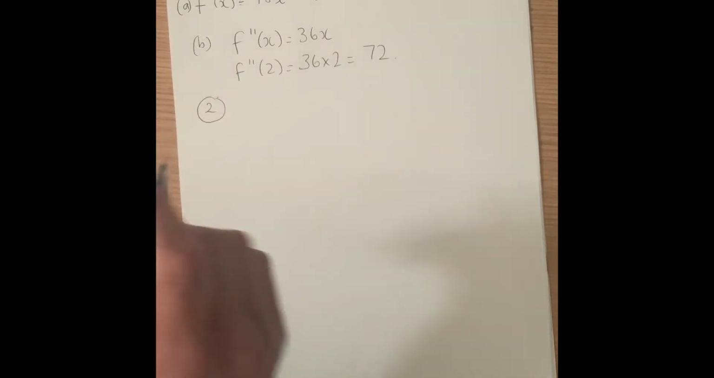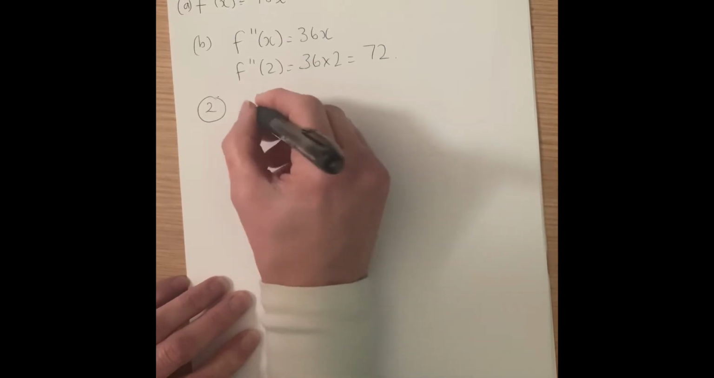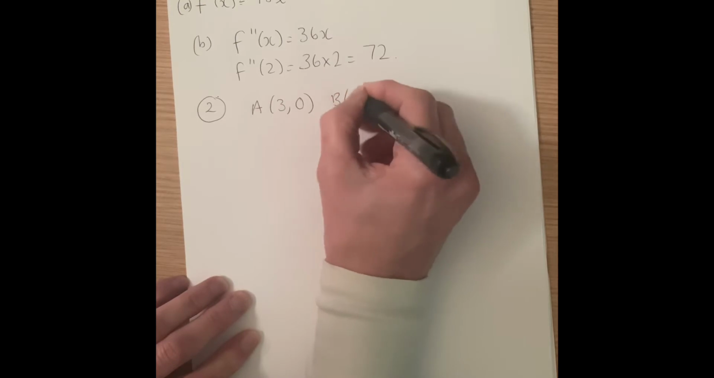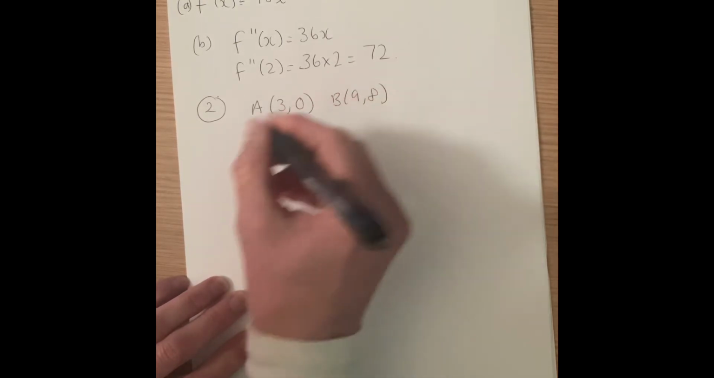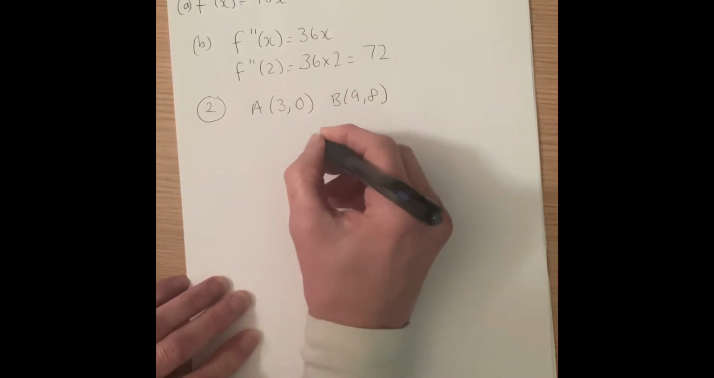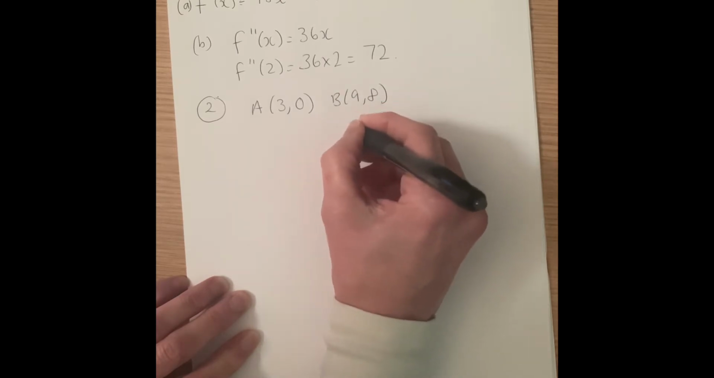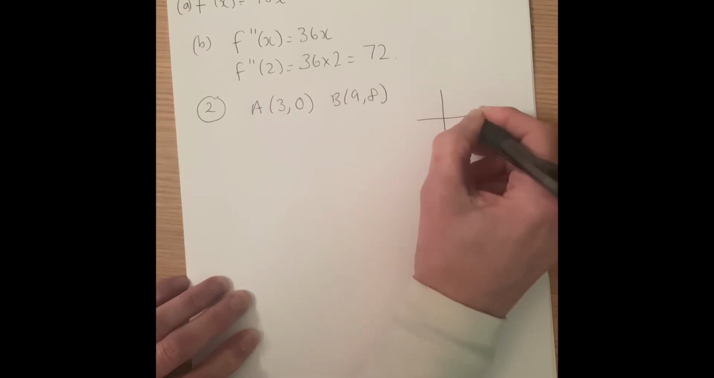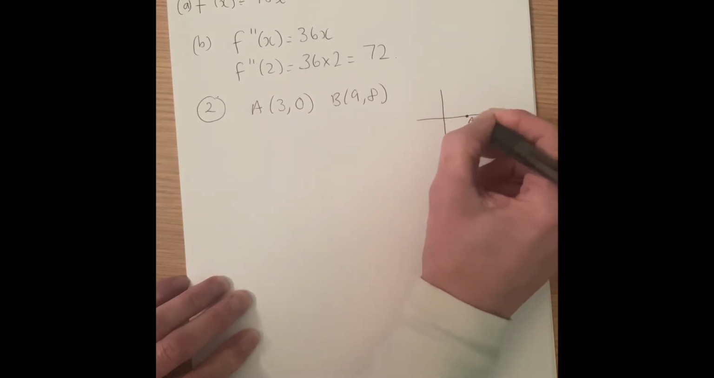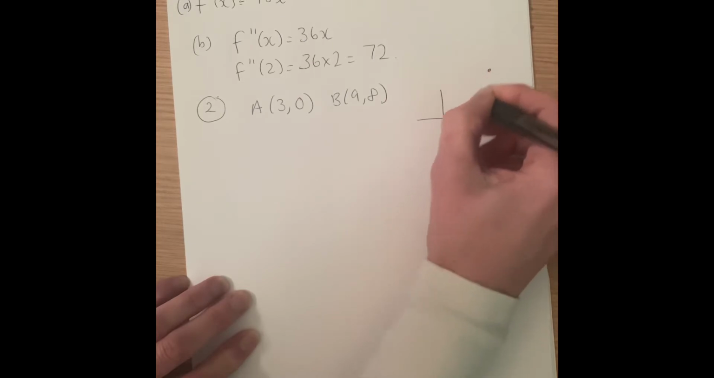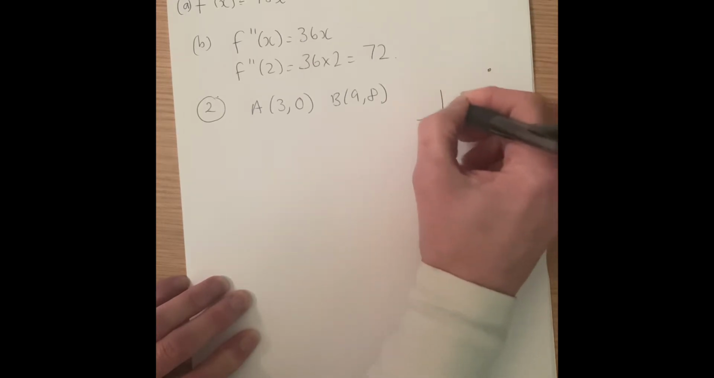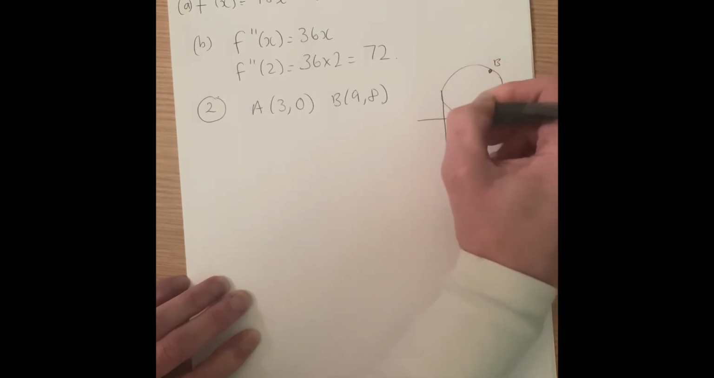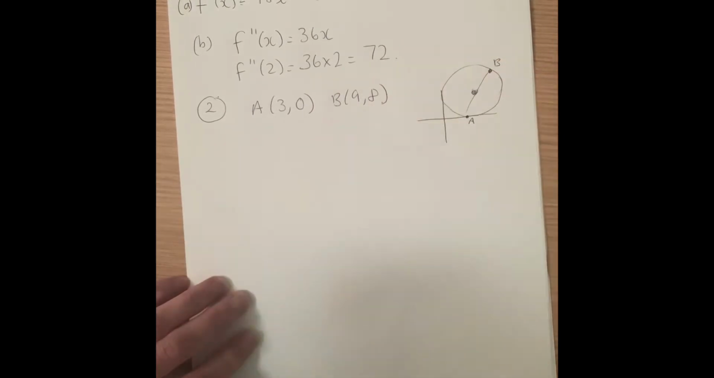So question 2, you've got the coordinates A (3, 0) and B (9, 8). Now, AB is a diameter of a circle. So you could do a little sketch if you wanted to. 3, 0 is A, 9, 8 is B, so you're going to be way up there. So you're going to have some kind of circle going on there, A and B, and that's your diameter. So it's a bit of a poor sketch there.